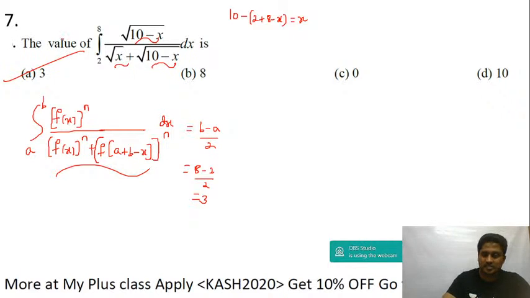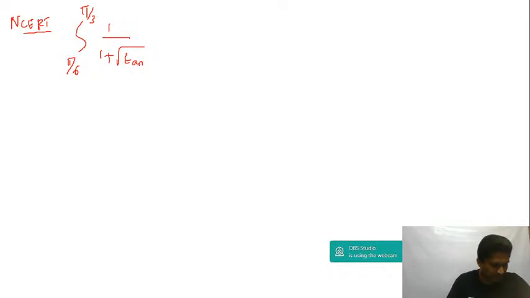Okay, there's a question in NCERT. Let me tell you, listen. This is an NCERT worked out example. The limit is pi by 6 to pi by 3. Lower limit is pi by 6, upper limit is pi by 3. 1 divided by 1 plus root of tan x dx. No, not pi by 4. Root tan x dx: if the limit is 0 to pi by 2, then it is pi by 4.